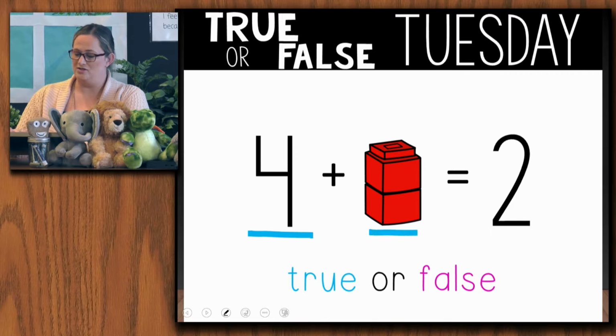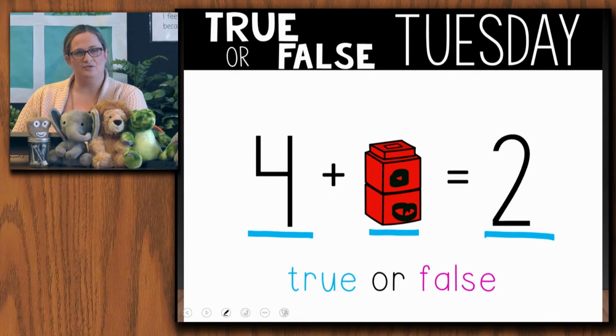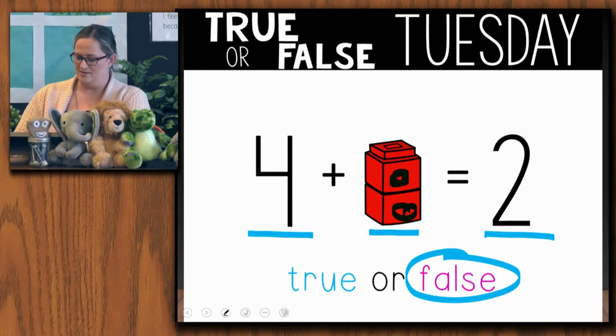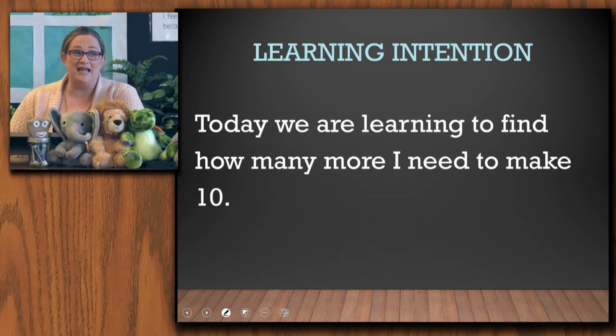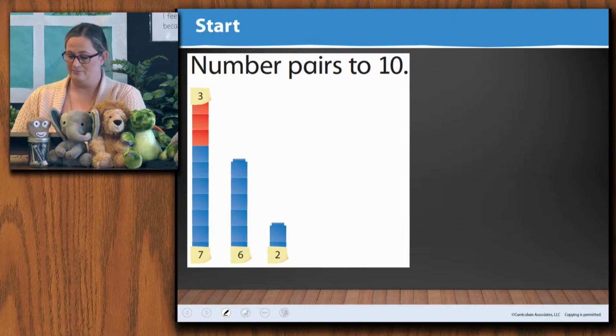4 plus 2 is the same as 2. 4, 5, 6. Is that the same as 2? Wah, wah. That's false. Today we are learning to find how many more we need to make 10. Now, before we play a game, we're going to look at number pairs to 10.